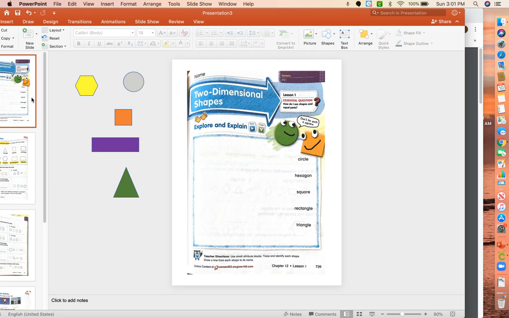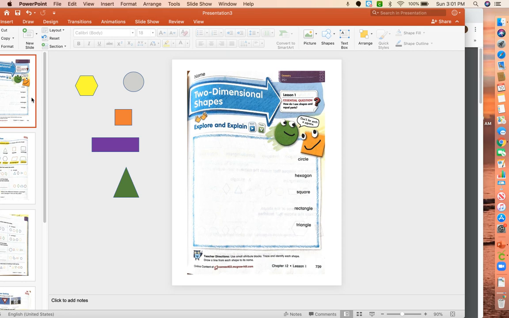So 2D shapes are shapes that are flat and that you can't really feel. The difference between a 2D shape, like a circle, and a 3D shape would be like an orange. That would be the difference between something flat, like a 2D shape, and something like an orange that would be 3D, a sphere. So today we're just going to stick with the 2D shapes.